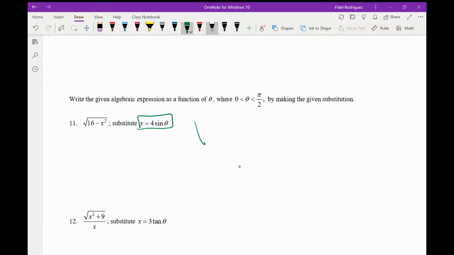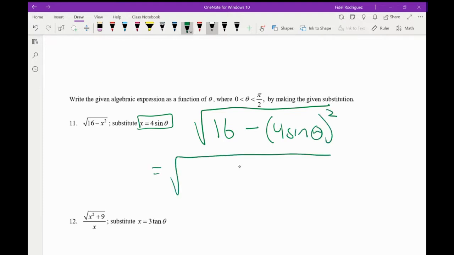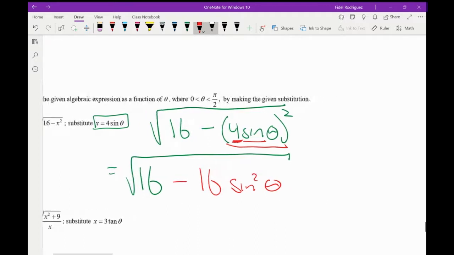Okay, so look, this is what we're going to do. This is plug and chug, y'all. I'm going to write 16 here minus 4 sine theta squared. Okay. So this is still 16 here. Now, guys, remember when we're going to square this piece here, we're going to square the number in front, and we're going to square the function itself. So what's 4 squared? 16. Sine theta squared is going to be sine squared theta. Okay. So far, so good.